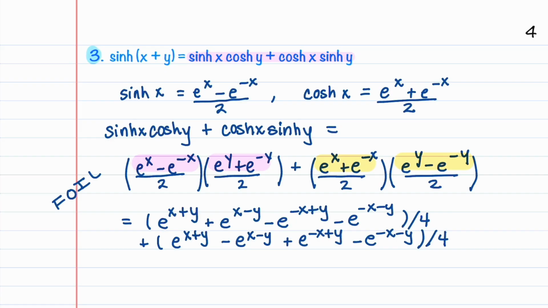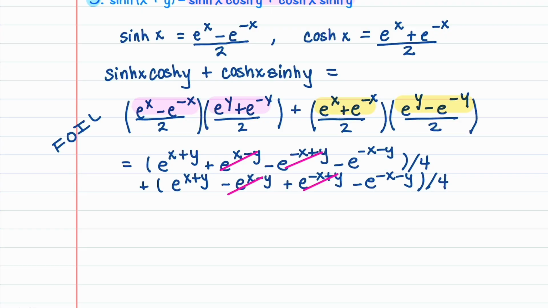Now let's see which of these terms is going to cancel. This term cancels with this term, and this term cancels with this term. And let's see what we have left. This term and this term are the same, so this is 2e to the x plus y. And then this term and this term are the same, so this is minus 2e to the minus x minus y. And all of this gets divided by 4.